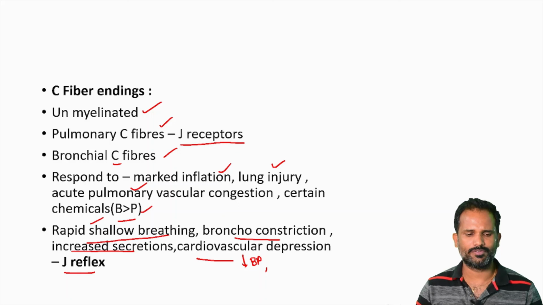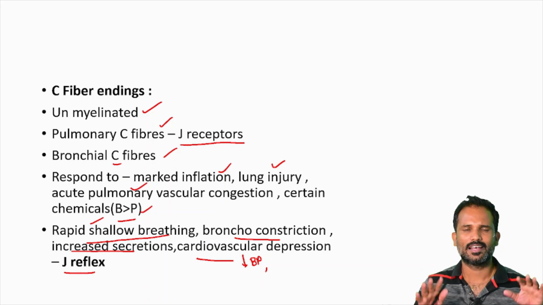Activation of pulmonary C fibers causes cardiorespiratory inhibition, bronchoconstriction and loss of skeletal muscle tone.